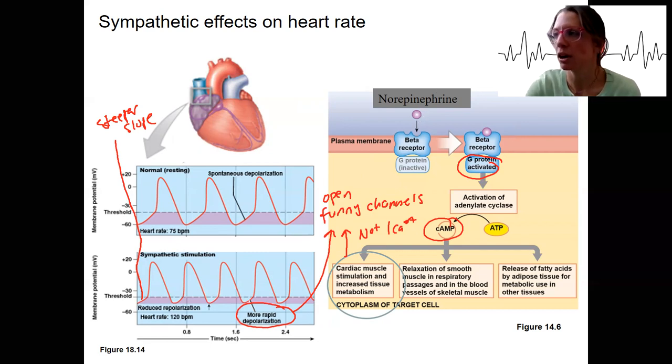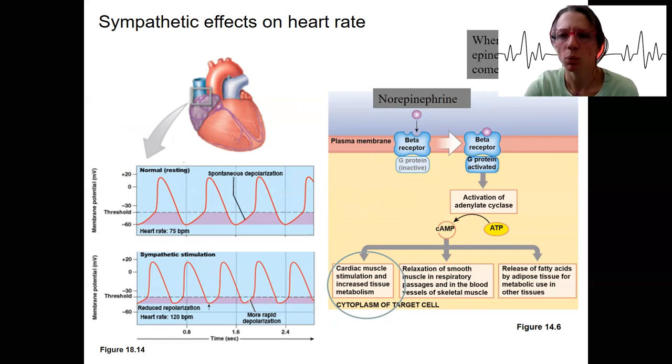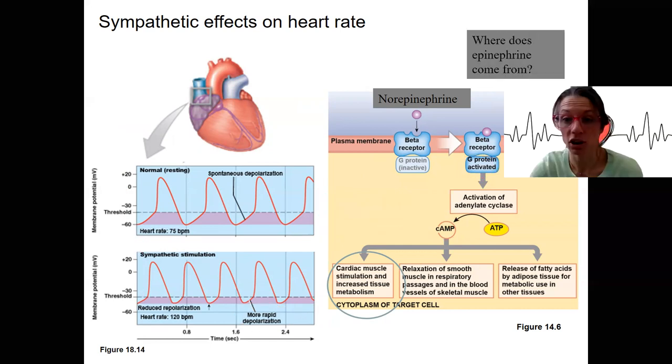Same effects occur with epinephrine. I think I actually have this pop up as a question here. Where would epinephrine come from if we were going to talk about that having the same effects on the heart? Well, that's coming from the adrenal medulla. So it's also very relevant, but it's not coming from the postganglionic neuron that comes from the preganglionic neuron that contacts the spinal cord.